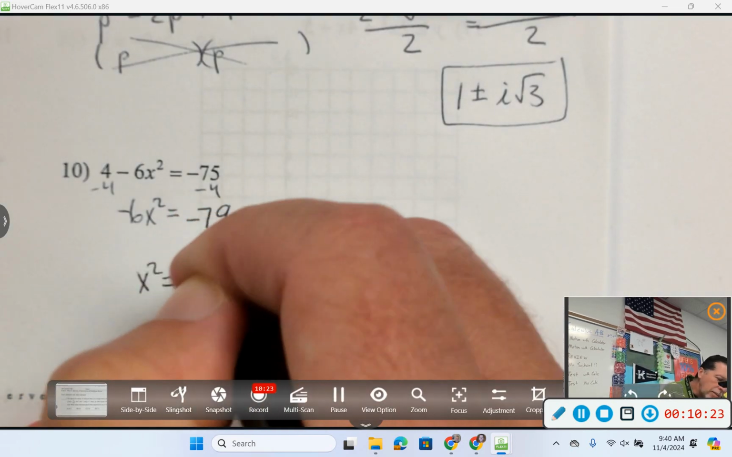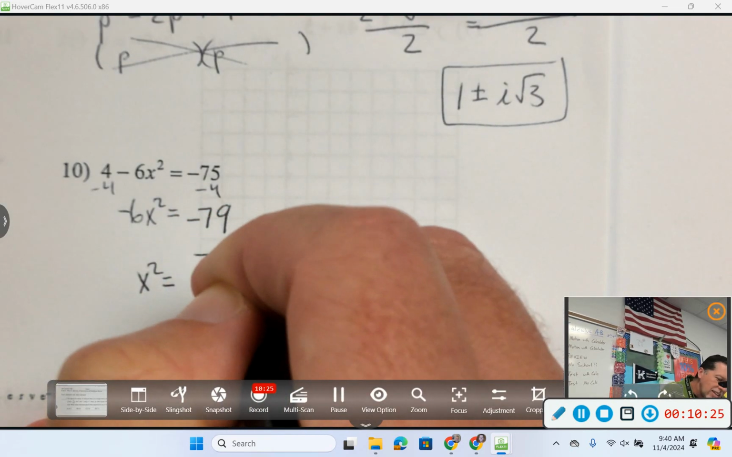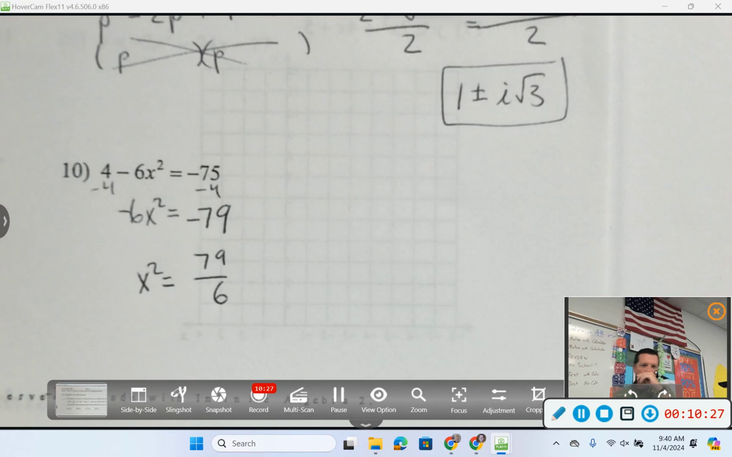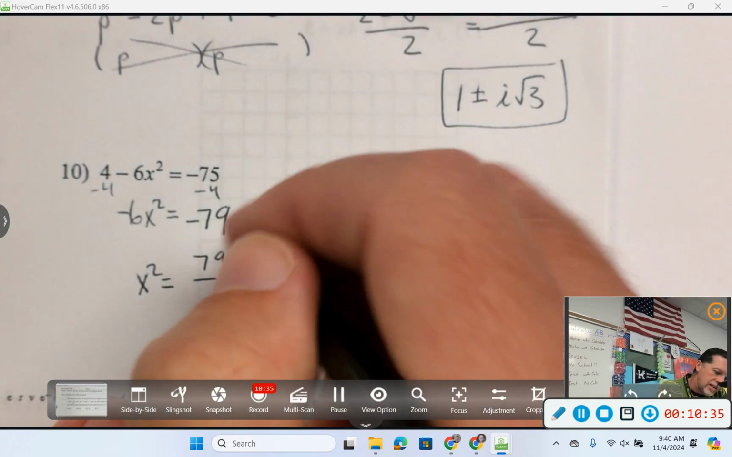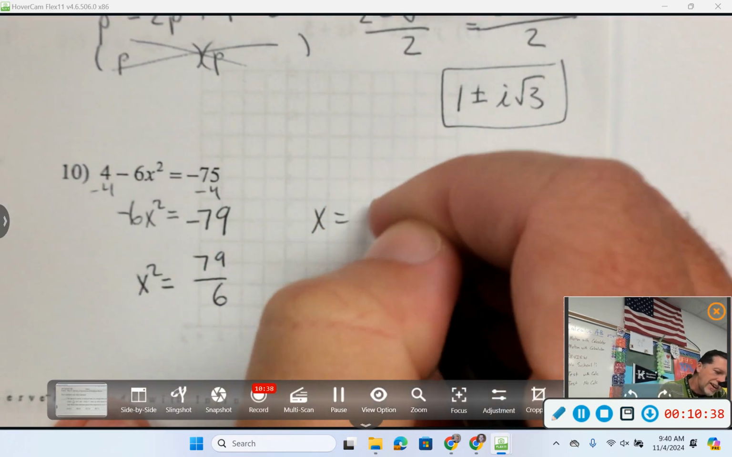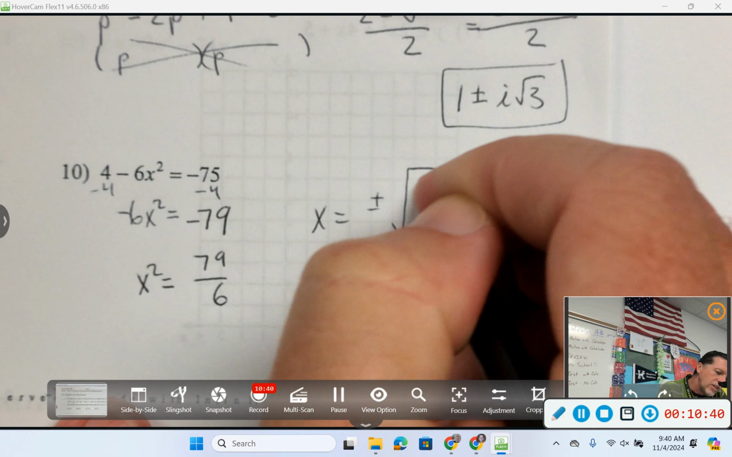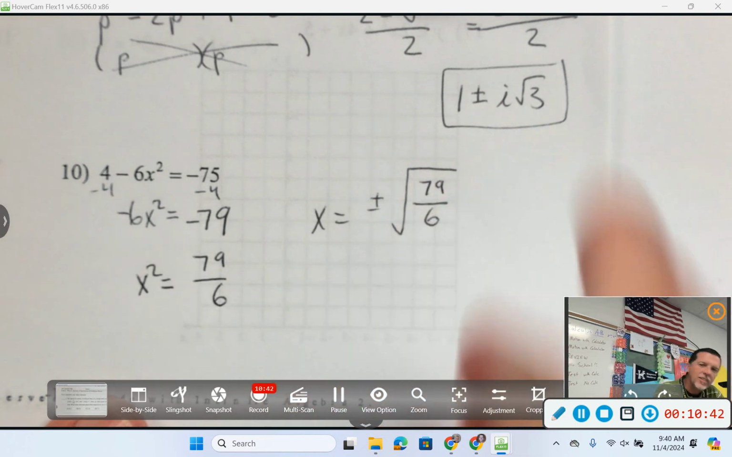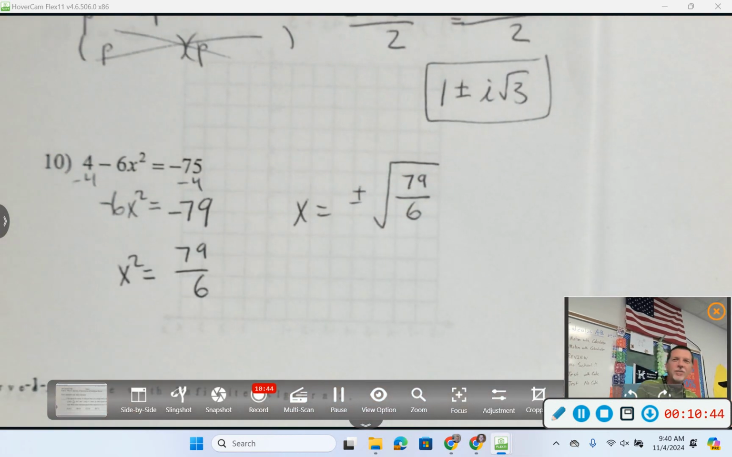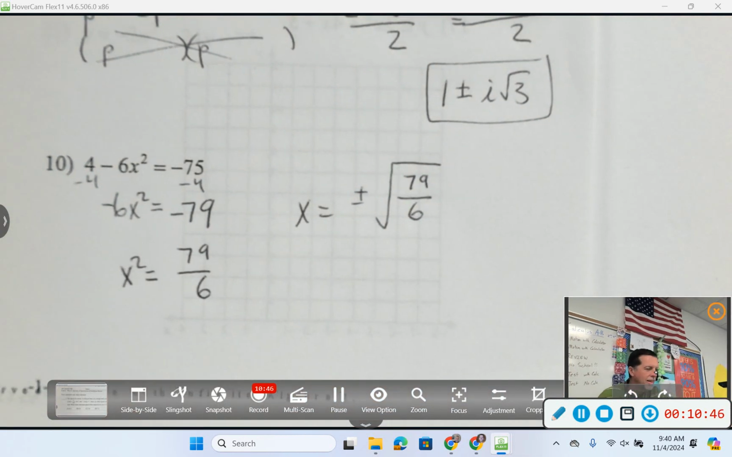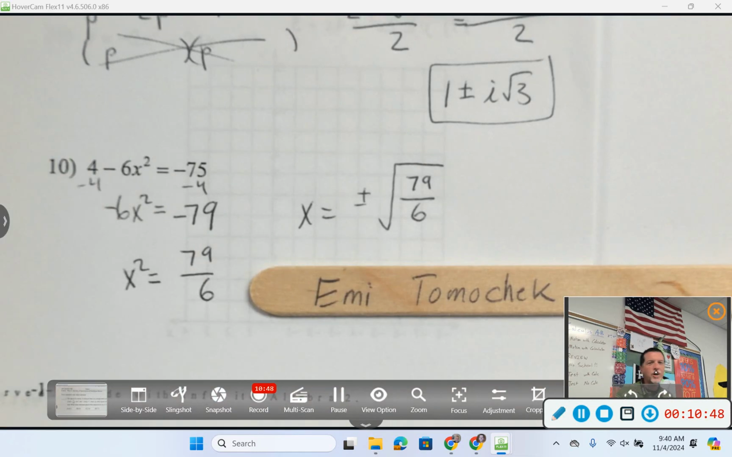And then divide by negative 6. I don't think 79 will divide by 6. No, that's all right, I guess. Plus or minus square root of 79 over 6, which is not wrong, but not nice. Emmy, why is it not nice? What do I not like about that answer? Because the denominator can't be a square root.